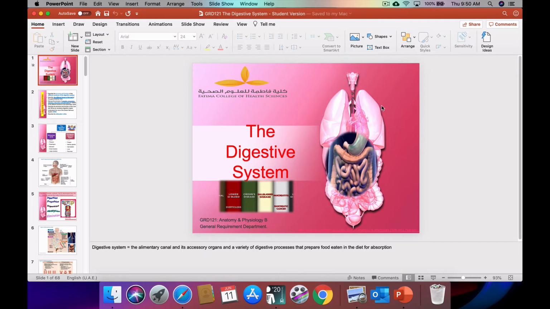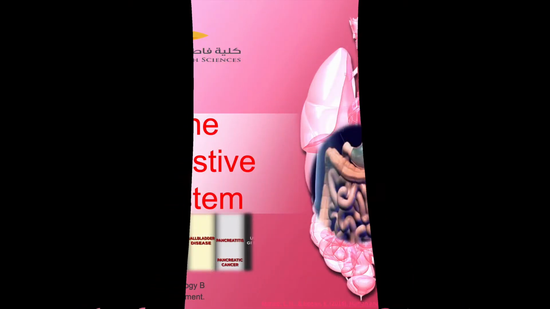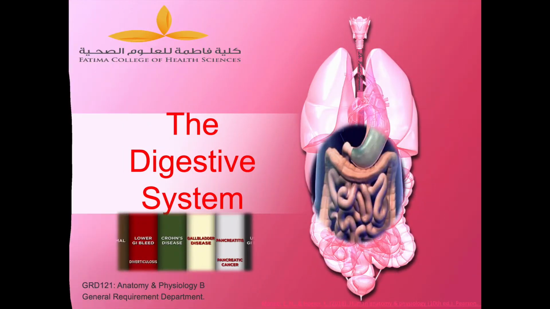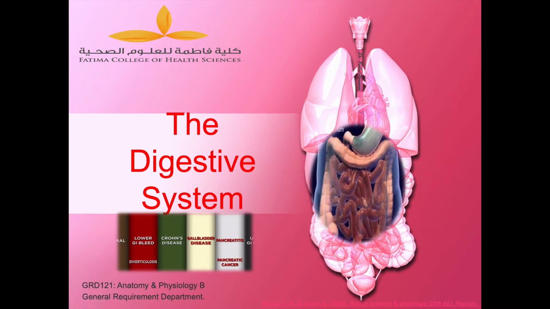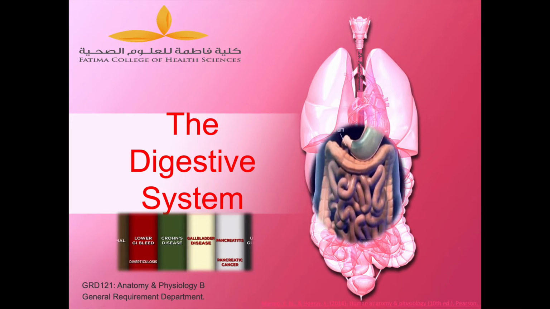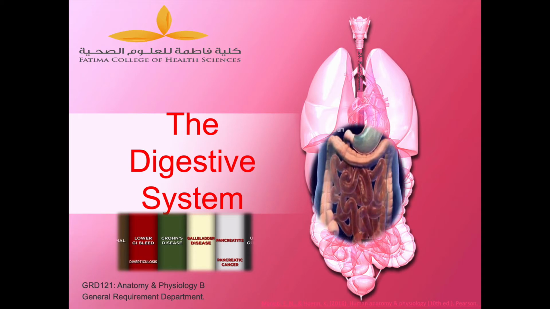I'm going to start with the digestive system. The digestive system is an open type of system, which means it is completely exposed to the external environment. It starts from the mouth and it ends in the anal ring.